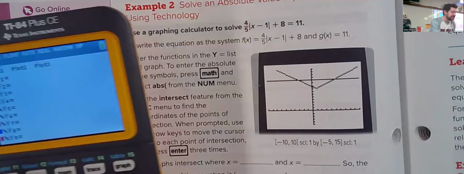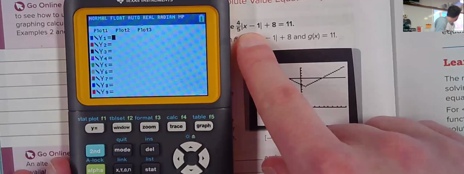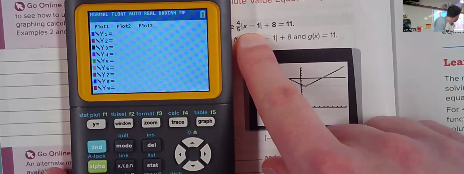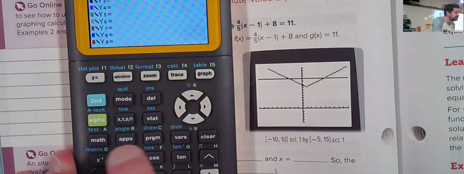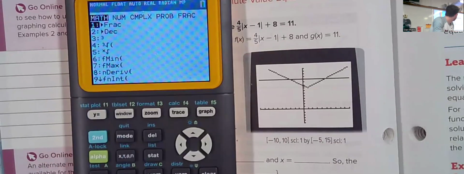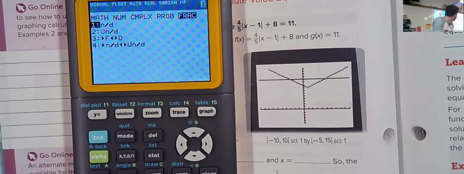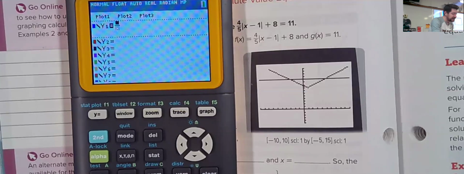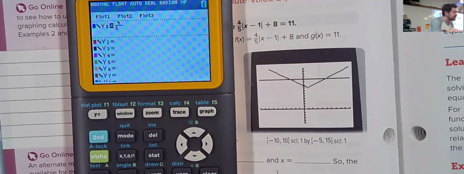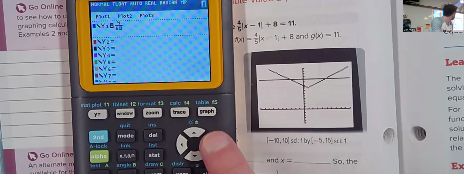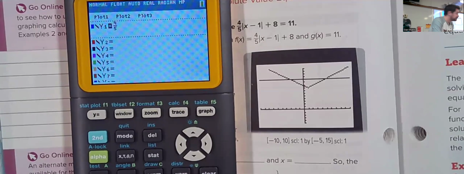And so we're going to say 4/5, which, if you remember, to get to the fraction button on your calculator, you're going to click on the math button right underneath the green one, and then scroll all the way over to the fraction option, choose the first one, and type in 4/5. Then scroll to the right once you have 4/5.